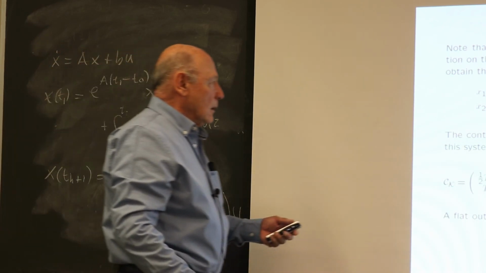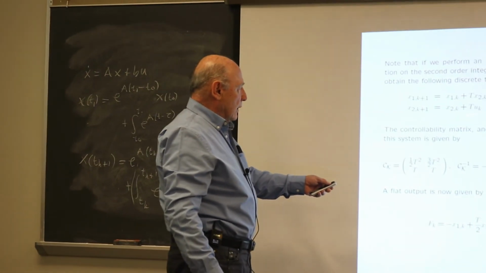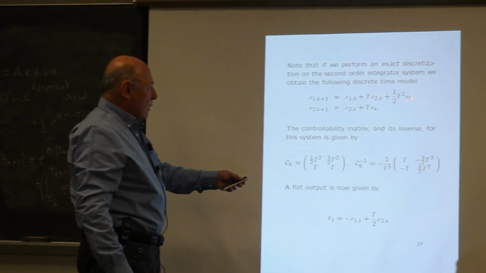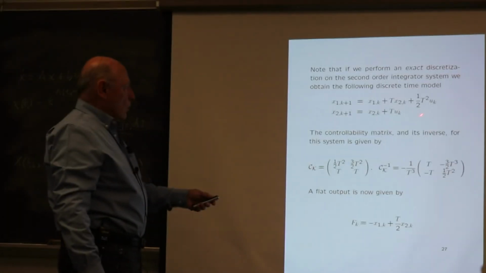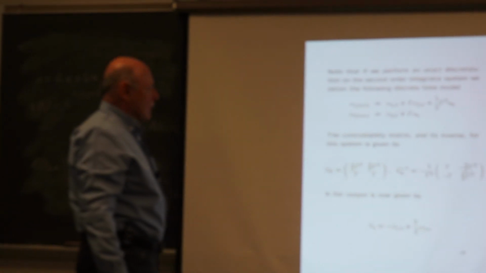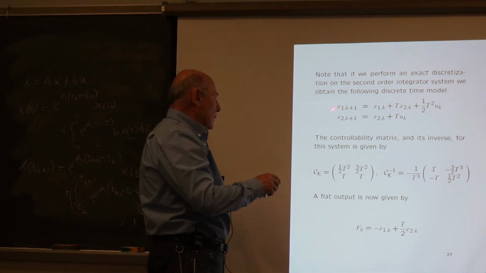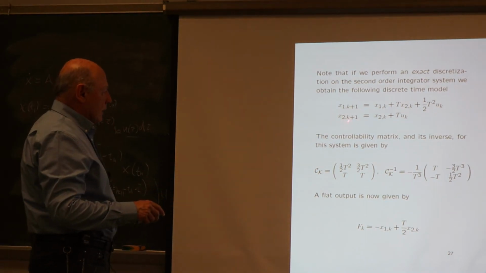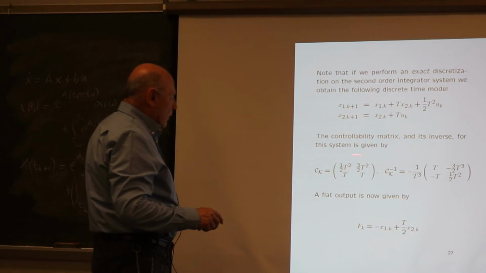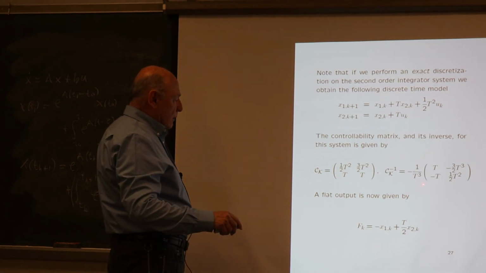If you do that, then the natural states of the system will be represented here as x1, x2. But notice that uk now influences both x1 and x2. It's different from before. u was affecting only the second state, but here it affects both states. So the structure of the system has changed completely in this state space representation. So now you compute the controllability matrix. It turns out to be something like this, and then the inverse of the controllability matrix.